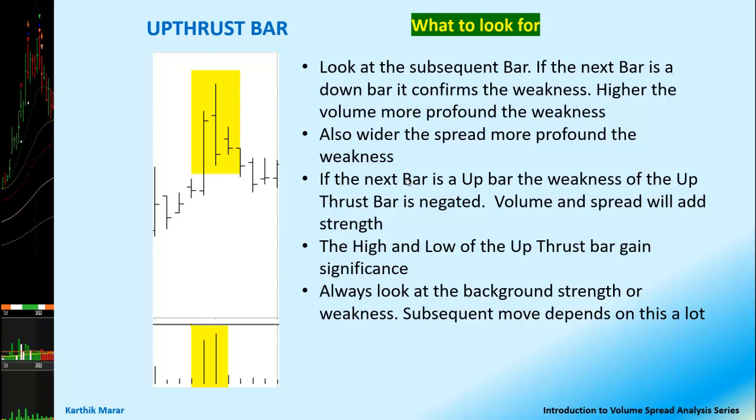And like in the buying climax bar, here also the high and low of the upthrust bar gain some significance. And we always need to look at the background strength or weakness, because the subsequent move depends on this a lot. If there is strength in the background, the down move after the upthrust bar will not be much. But if there is already weakness existing in the background, then you can expect a much wider down move after the upthrust bar.